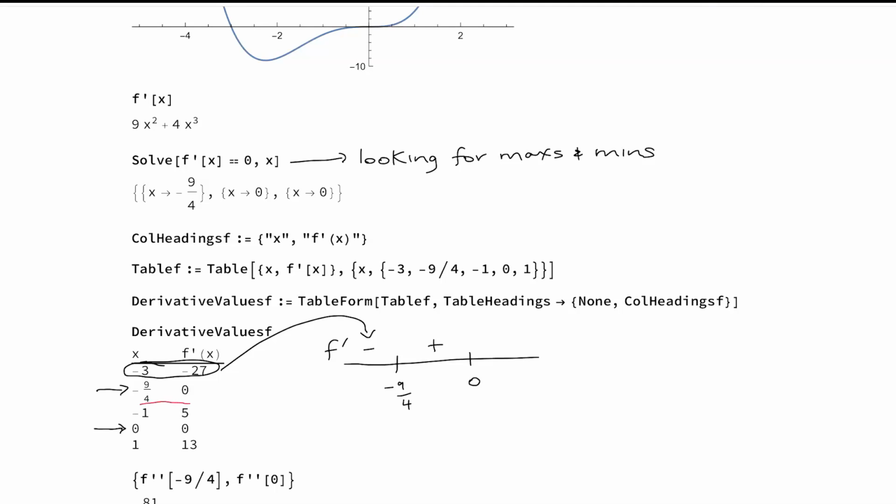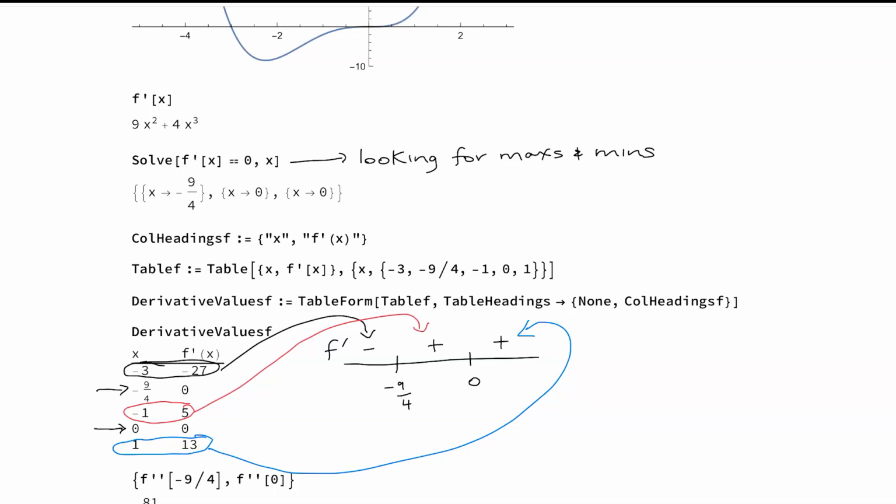And then f prime becomes positive. I test an x value. Actually, let me use a different color for this, and maybe that will help so you can see the difference. I pick an x value in between negative 9/4 and 0, and I picked -1. That's not the only one you could have chosen. And I see that I get a positive 5 for the f prime value, so my derivative is positive.